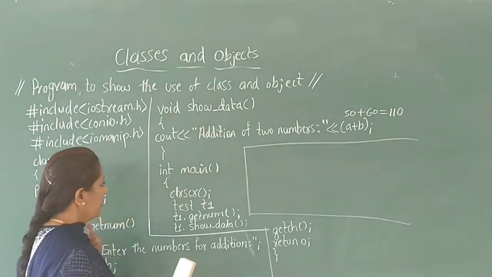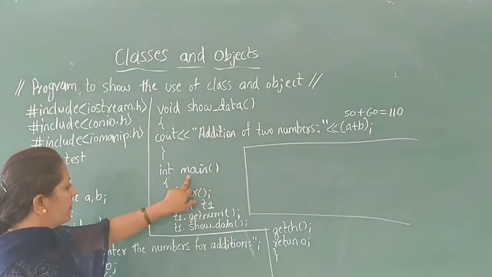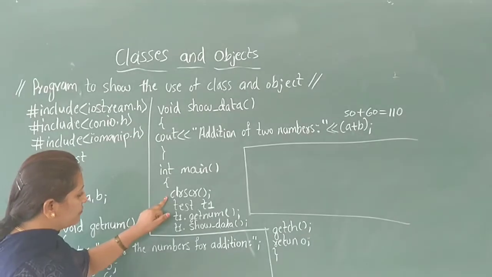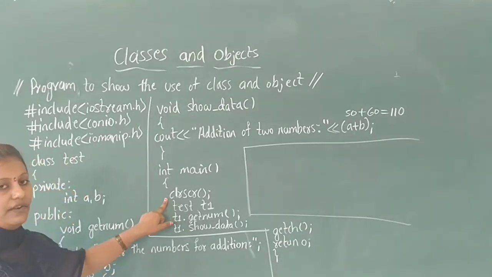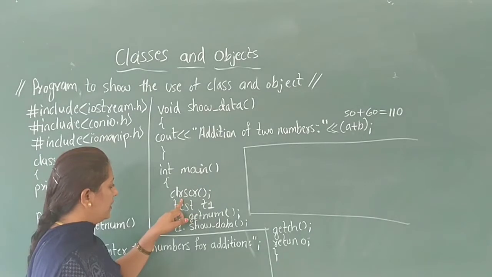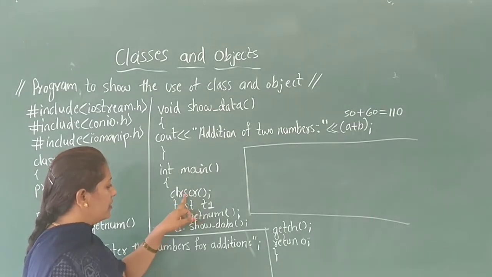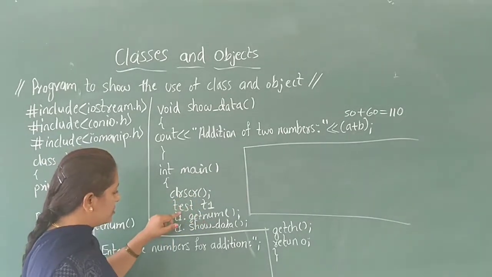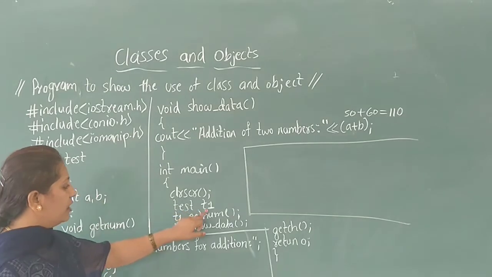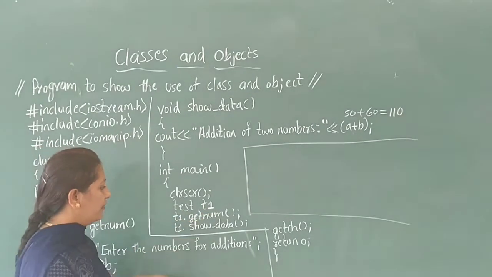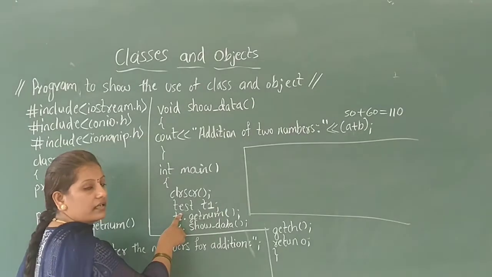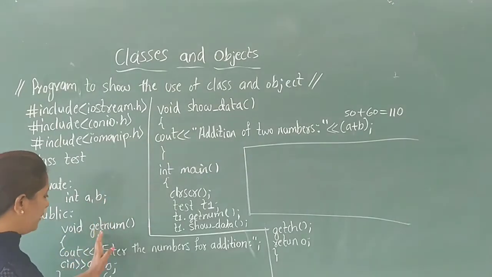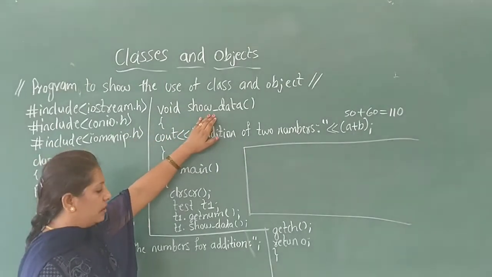In the next section, the main function is declared with the data type int. The program execution always starts from the main function. Then the next statement is clear screen, clrscr. This function is used to clear the output screen. Next, using the class name, here we created the object T1. T1 is the object of the class test. Then using this object, we are calling the two member functions: one is get number, another one is show data.